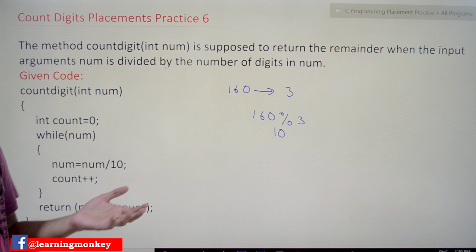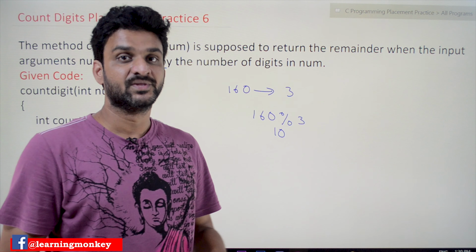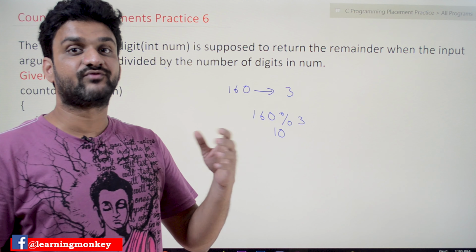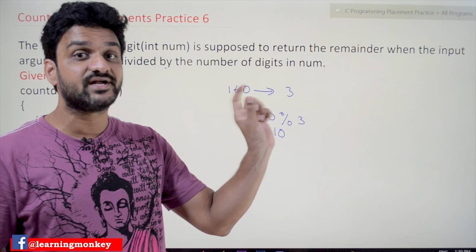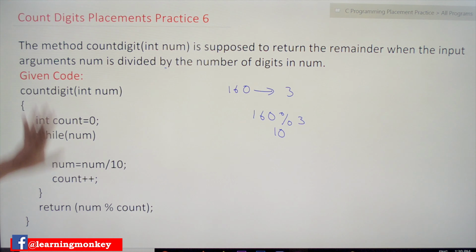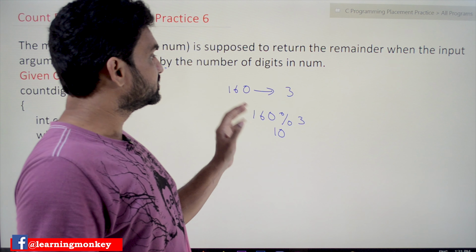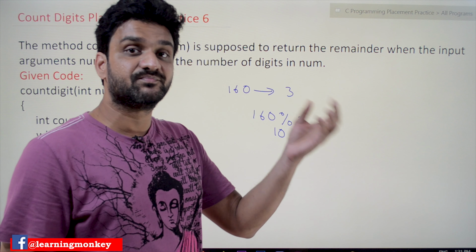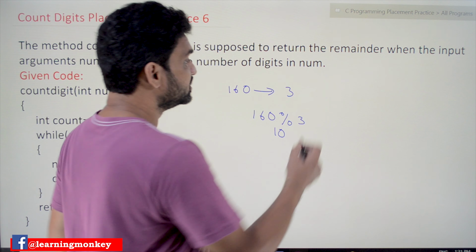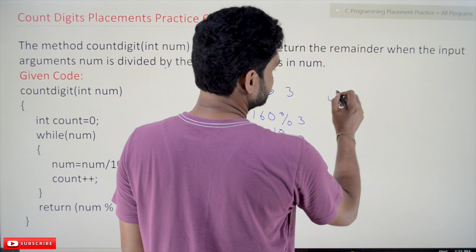So how do we break down this problem? First we have to write the logic to find the number of digits in the given number. We will correct the code after finding the logic. So what is the logic for finding the number of digits in a given number? We have already discussed this.